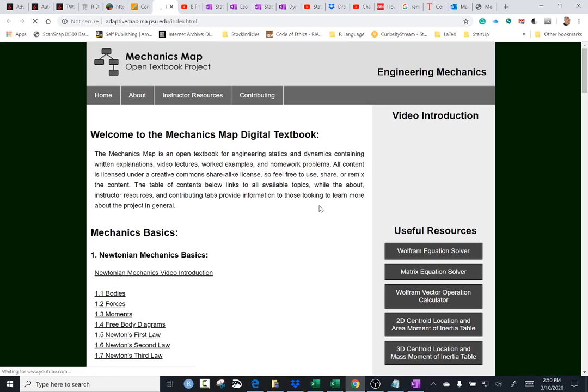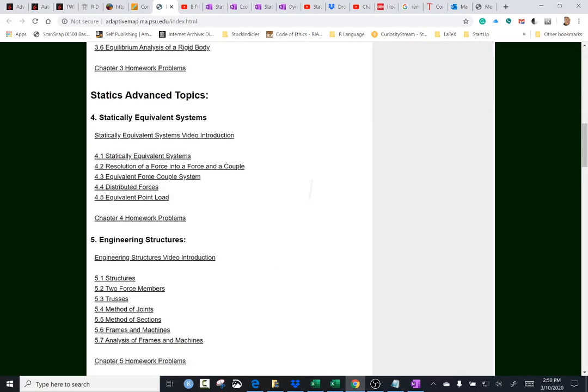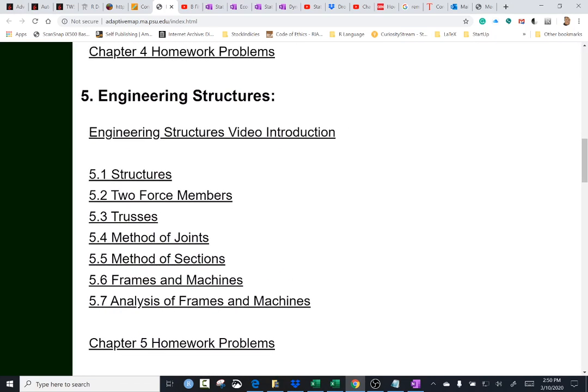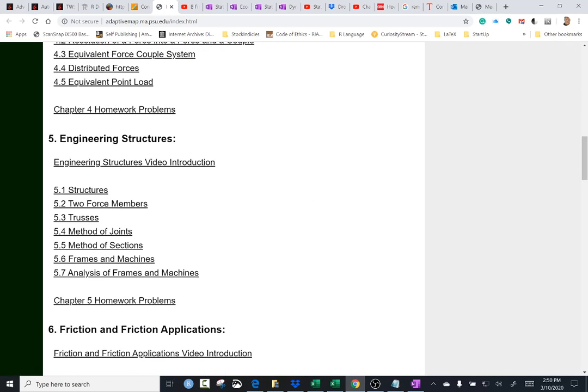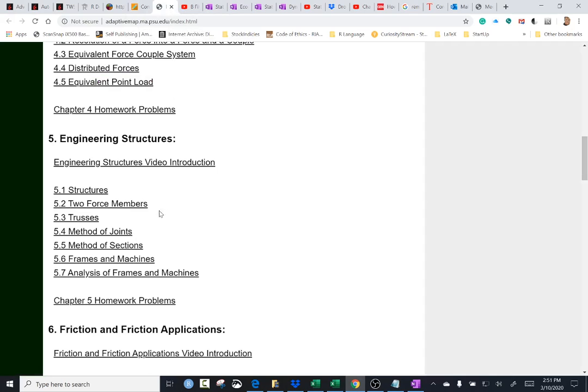Online text. What I'm going to do is I'm going to refer to this a lot. This way you don't have to worry about finding your books or anything like that. I'm going to lecture on this section here, joints and sections. We'll talk for a minute on two force members, but mostly trusses, joints, and sections. So I would encourage you to take that link and really look at what he's got there. It's a fairly good set.